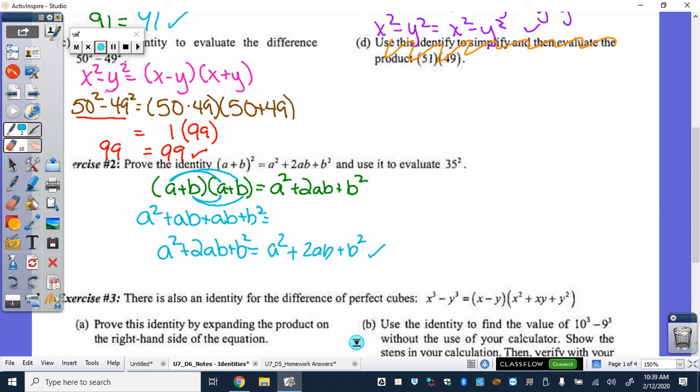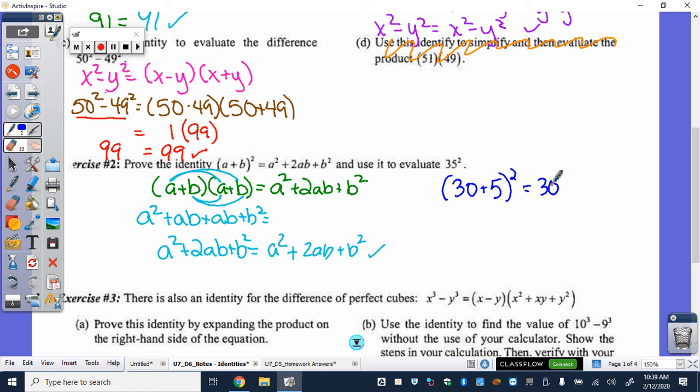So they want us to use it to evaluate 35 squared. So again, this is a technique you would use if you didn't have a calculator to use. Like, for example, on your PSATs, I know there was a section where you weren't allowed to use your calculators. So 35, we could break apart into 30 plus 5. So I still have the same value, I still have a value of 35. I've just broken it up into two numbers that'll be a little easier for me to manipulate.